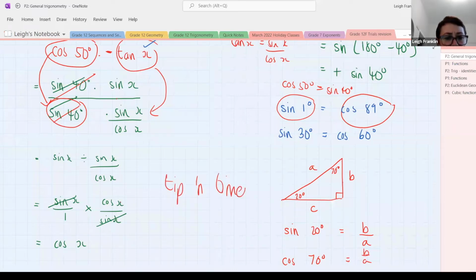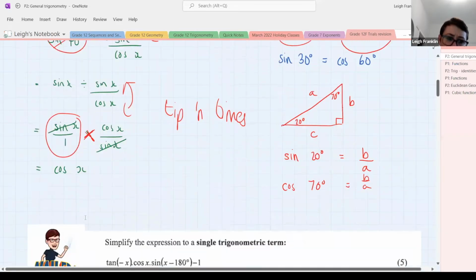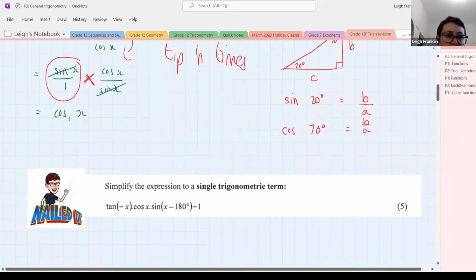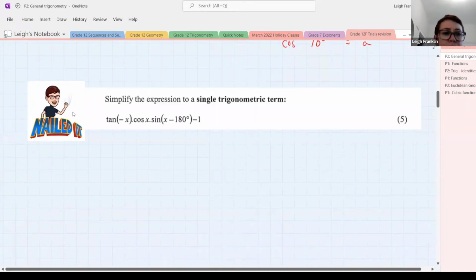Okay, so I'm going to keep the first fraction the same, change the divide to a times, and then flip the fraction that follows. Understood. And then sine x divided by sine x leaves me with cos x only.